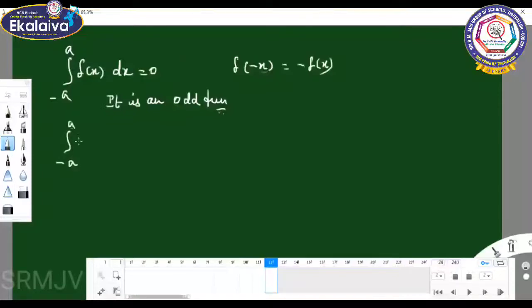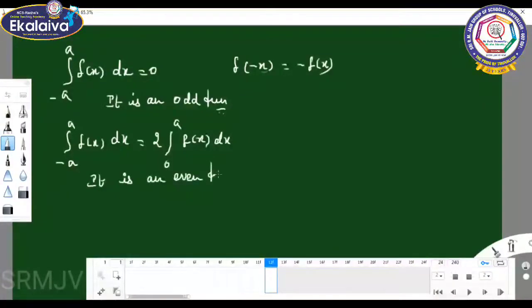Integral minus a to a f of x dx equals twice integral 0 to a f of x dx if it is an even function. The same way you can check how it is an even function: f of minus x equals f of x. You can put x by minus x. If you get minus f of x, it is an odd function. If you get f of x as it is, it is an even function.